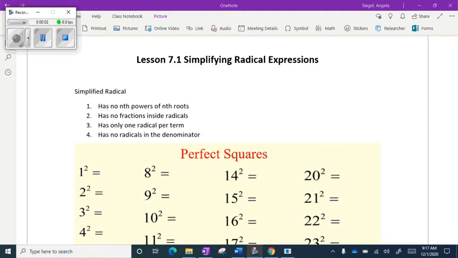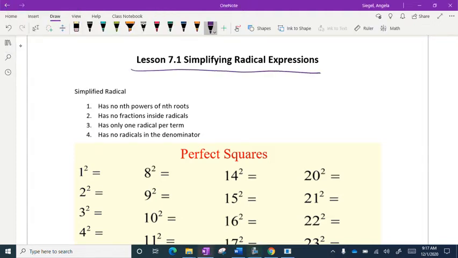Hey guys, this is the first lesson from chapter 7, and we're going to talk about simplifying a radical expression. This is something that you've definitely had before, but we're just going to revisit it. A simplified radical has these four things: it has no nth power of nth roots, and we'll talk about that. It has no fractions inside of radicals.